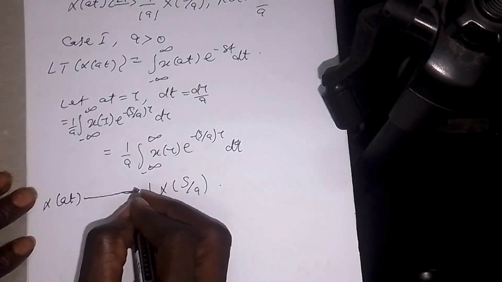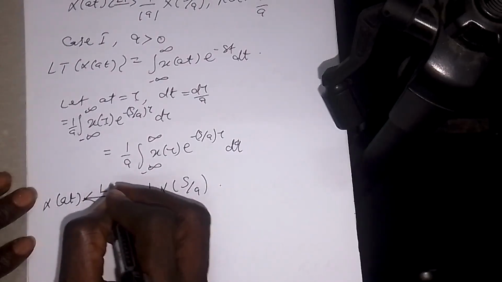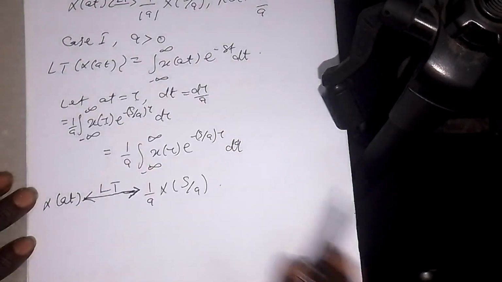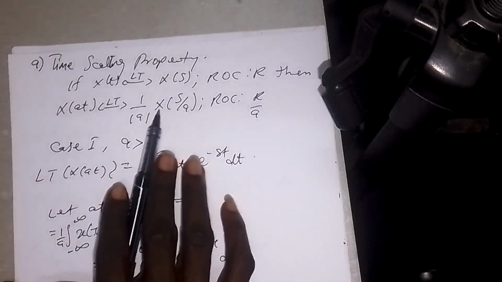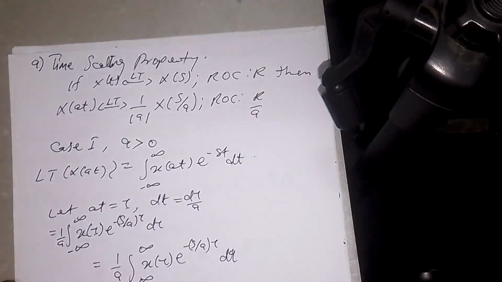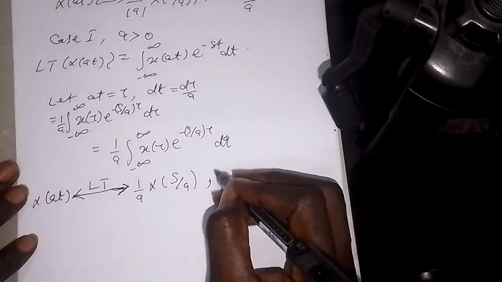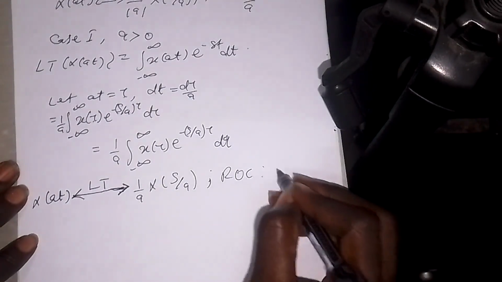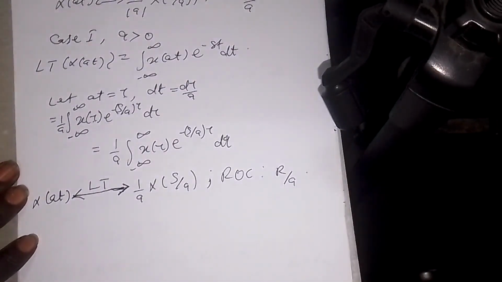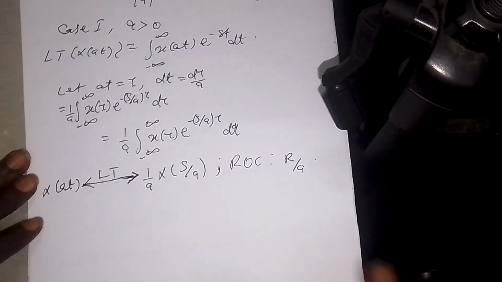Okay, it's giving me a Laplace transform of this, which is actually what I set out to prove, which is this one. So now I can say that it is proven. And what is my ROC? My ROC is such that R over a. Okay, so now let's go to case 2.